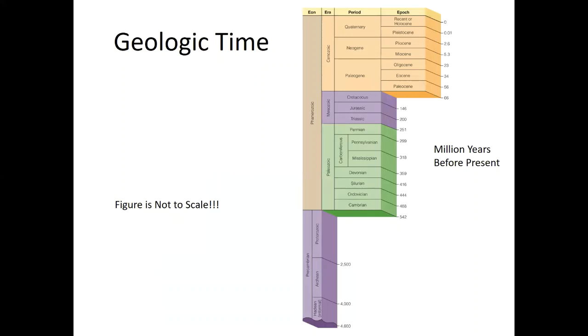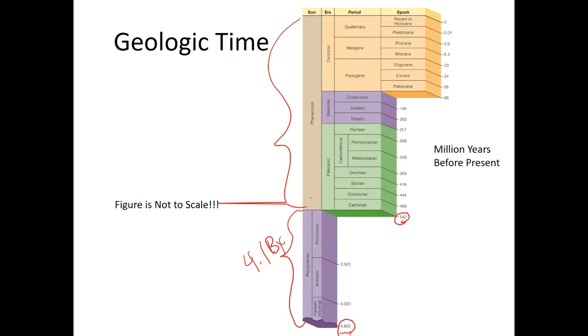So this isn't to scale, this figure, but we go all the way back. This is in millions of years, so 4,600 million years, which is 4.6 billion years. And this is 542 million years. So you can see that this right here represents 4.1 billion years, where this is only about 0.5 billion years, 500 million years. So the vast majority of Earth's history is in this period of time right here, known as the Precambrian.